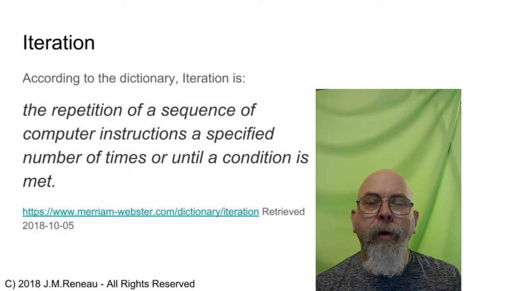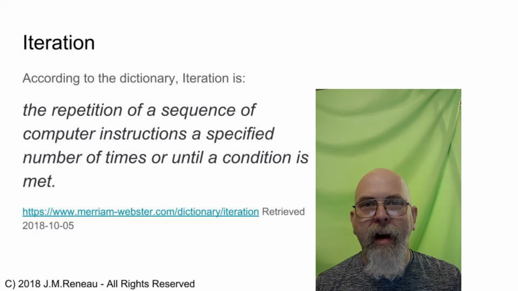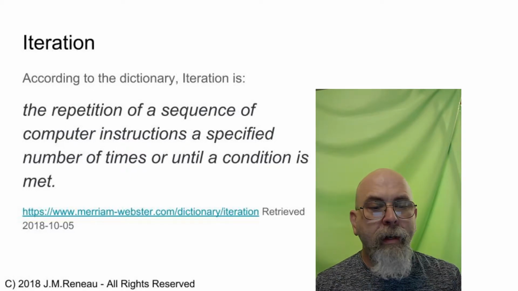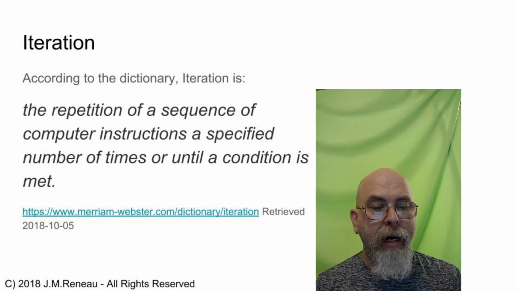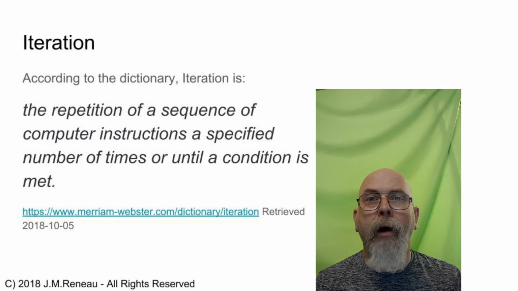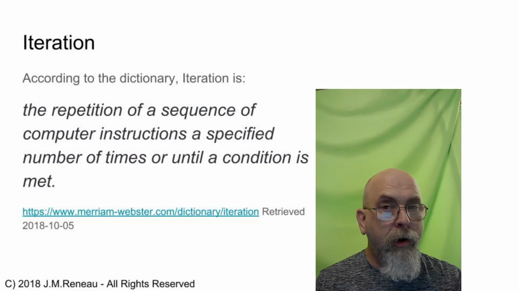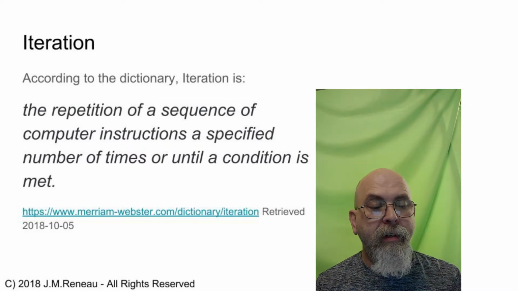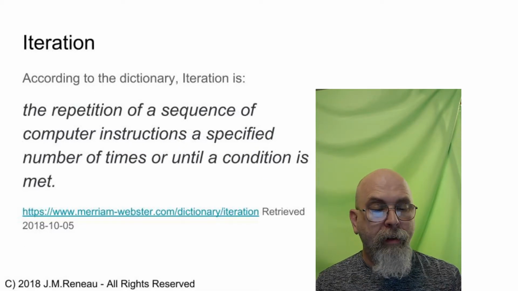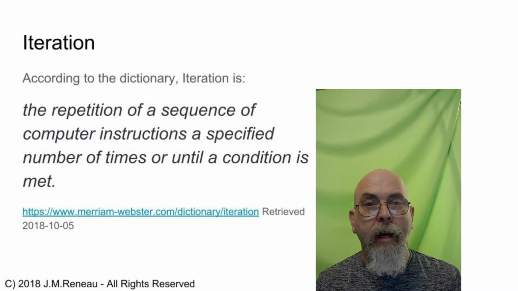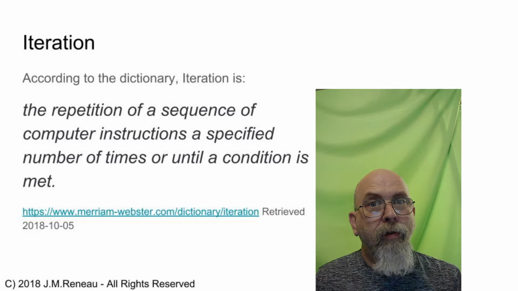There's a word I feel that we really must define before we can go any further. It's a word called iteration, and it's a term that we use in computer science to describe repeating things. Iteration, according to the dictionary, is a repetition of a sequence of computer instructions a specified number of times until the condition is met. That's from the Merriam-Webster dictionary. So iteration is repeating, going around and around, doing it over and over again.